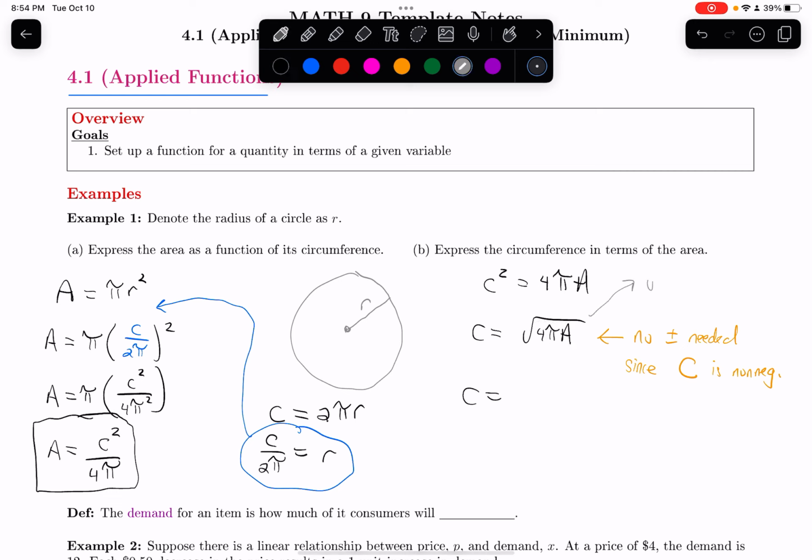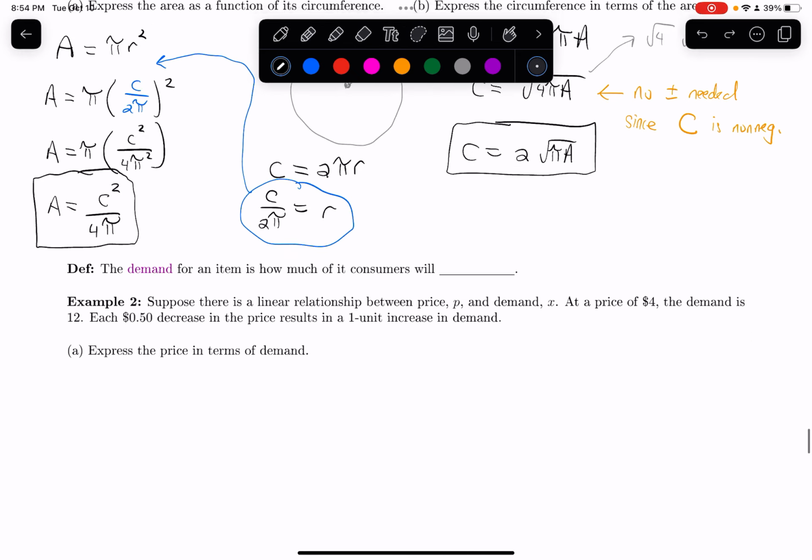So that would give me the square root of 4 times the square root of pi a. And the square root of 4 is just 2, so 2 root pi a. And that's what I wanted. I got the circumference by itself, in terms of something where the only variable on the right-hand side is the area, a. And that's what I wanted. Okay, let's take a look at another example.